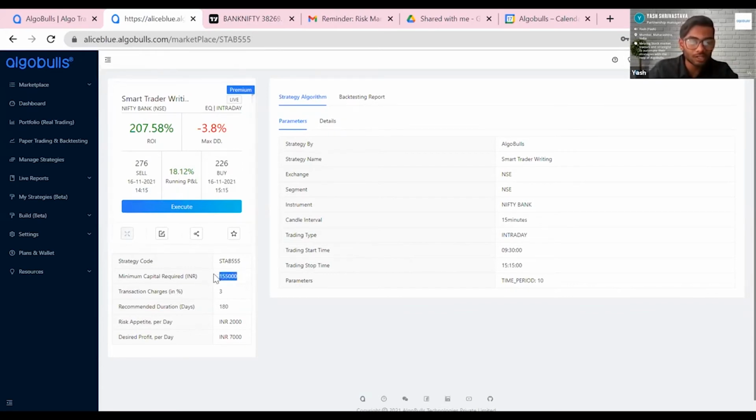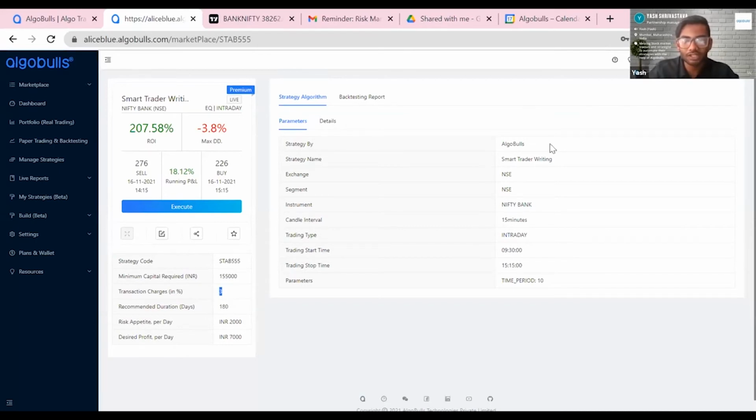Apart from that, you could see the margin required to enter the strategy and the risk appetite you could expect: 2,000 rupees of loss in a day, and a desired profit of 7,000 rupees in a day. The recommended duration for the strategy is around 180 days, and transaction charges won't be cut because you would be purchasing an AlgoBulls plan.